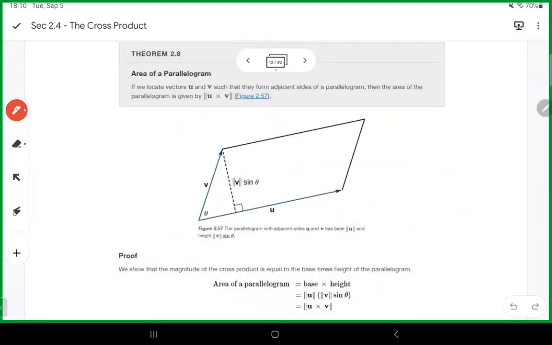Okay, so area of a parallelogram, we're going to use the cross product to find it. You can see that it's right down here, so you will probably want to take note of it. It's going to be the base times the height. So we're going to use the magnitude of u times the magnitude of v sine theta, which ends up just being the magnitude of u cross v. And we will more than likely have an example.